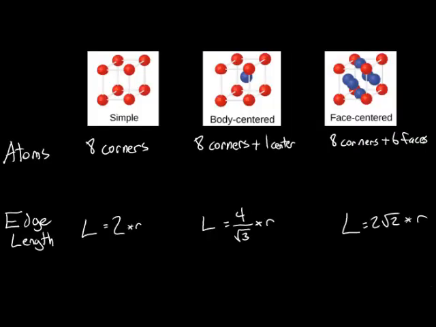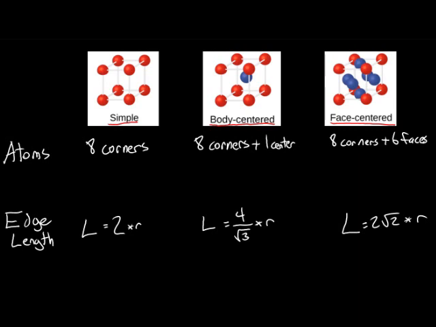This diagram shows information about the three main types of cubic unit cells you'll need to know for Chem 152. Showing simple, which contains an atom on each corner of the cell, body-centered, which has red atoms on the corners and one blue atom in the middle, and then face-centered, which contains red atoms on each corner and 6 blue atoms, one on each face of the cube.